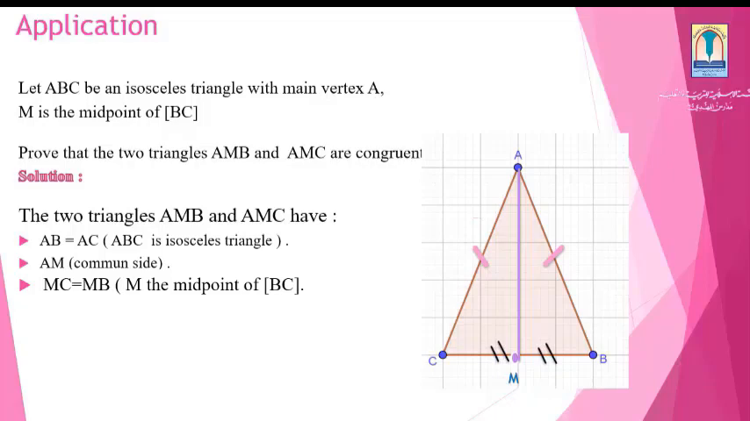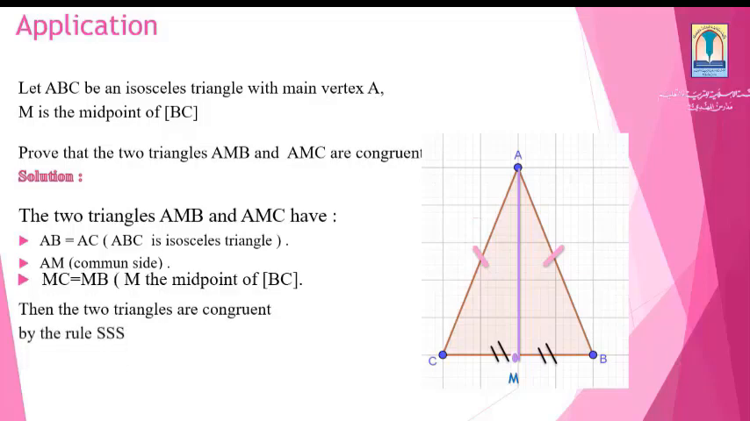Now we have our three sides. We could use the rule that we just learned to prove that these two triangles are congruent. Then the two triangles are congruent by the rule side, side, side.